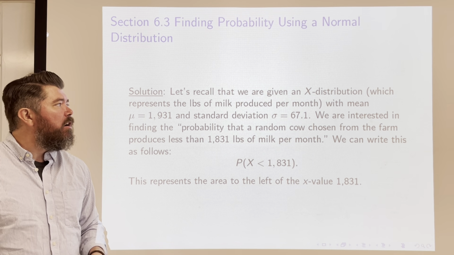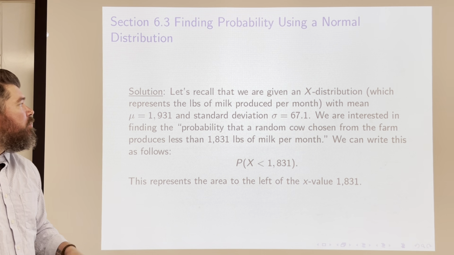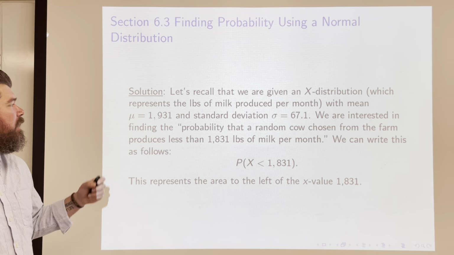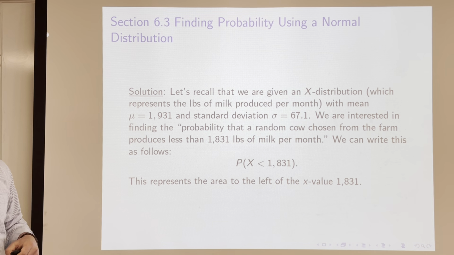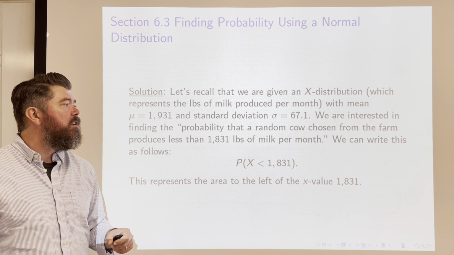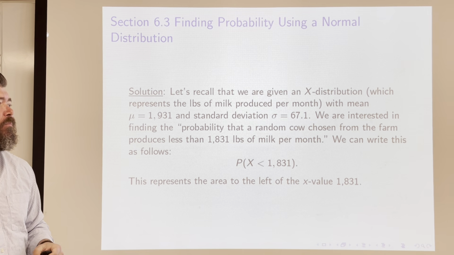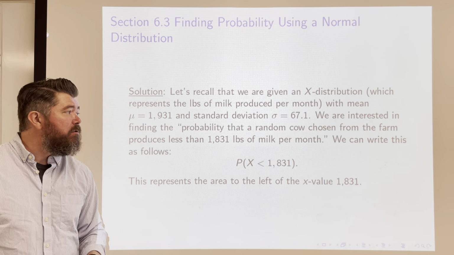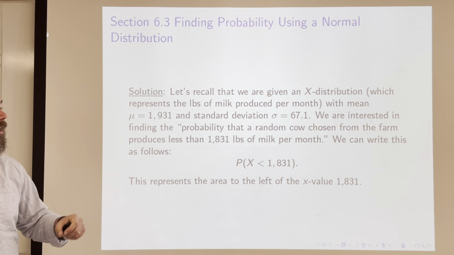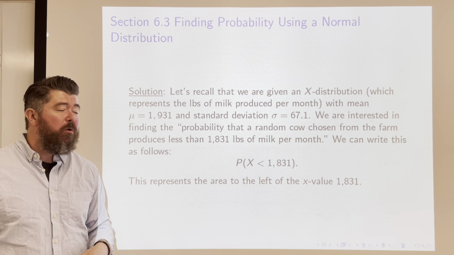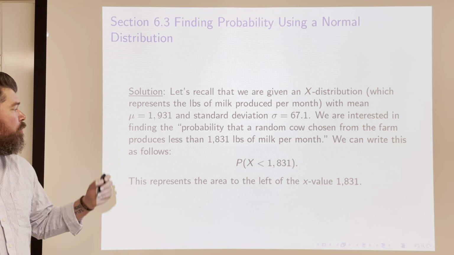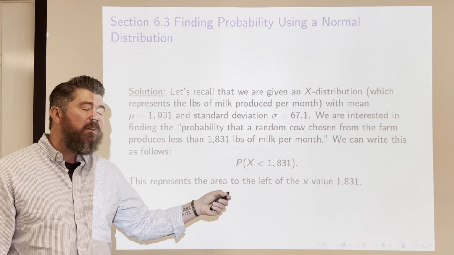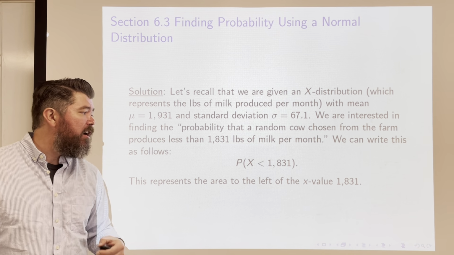Let's recall that we are given an X distribution, which represents the pounds of milk produced per month, with mean 1,931 and standard deviation 67.1. We are interested in finding the probability that a random cow chosen produces less than 1,831 pounds of milk per month. We can write this as follows. This represents the area to the left of the value 1,831.